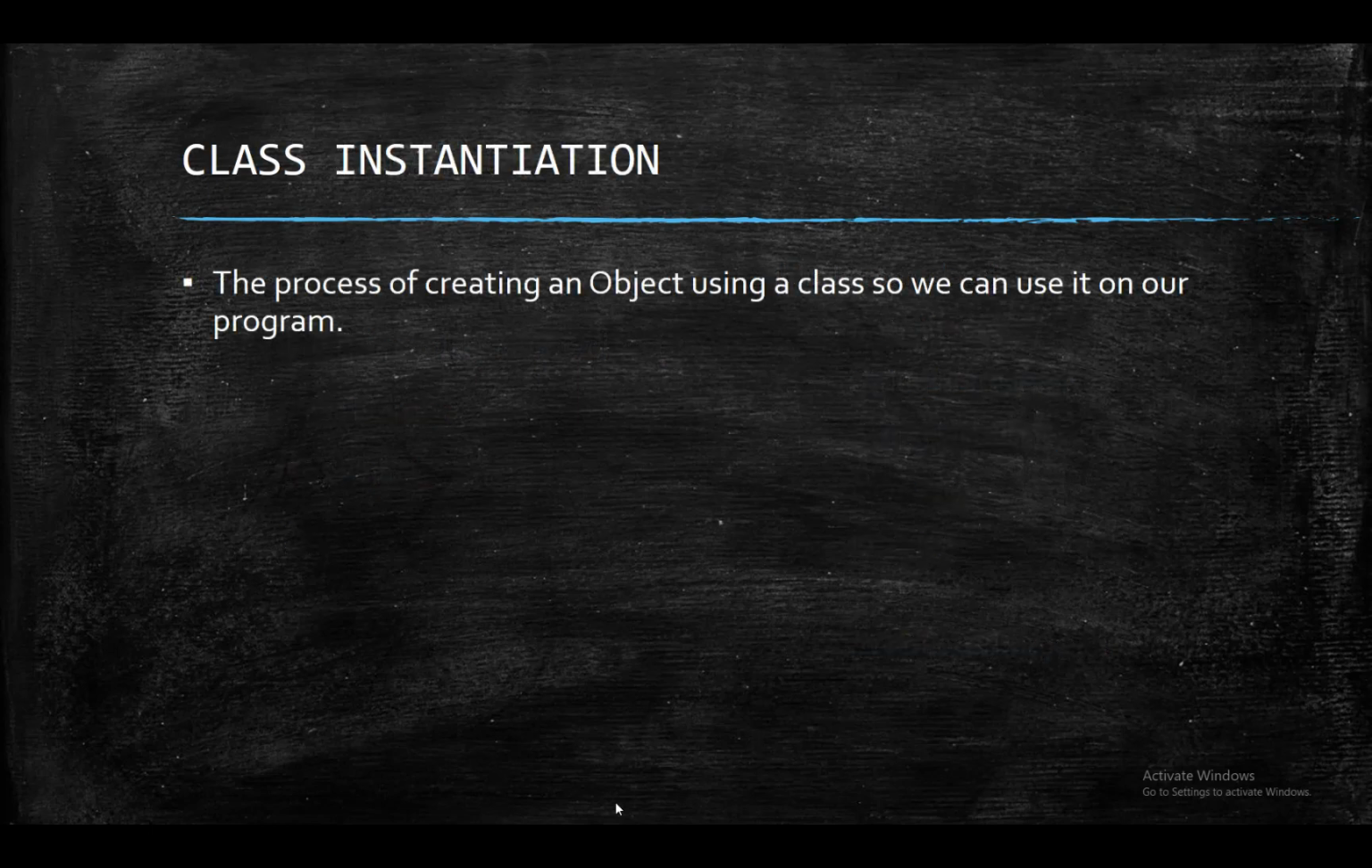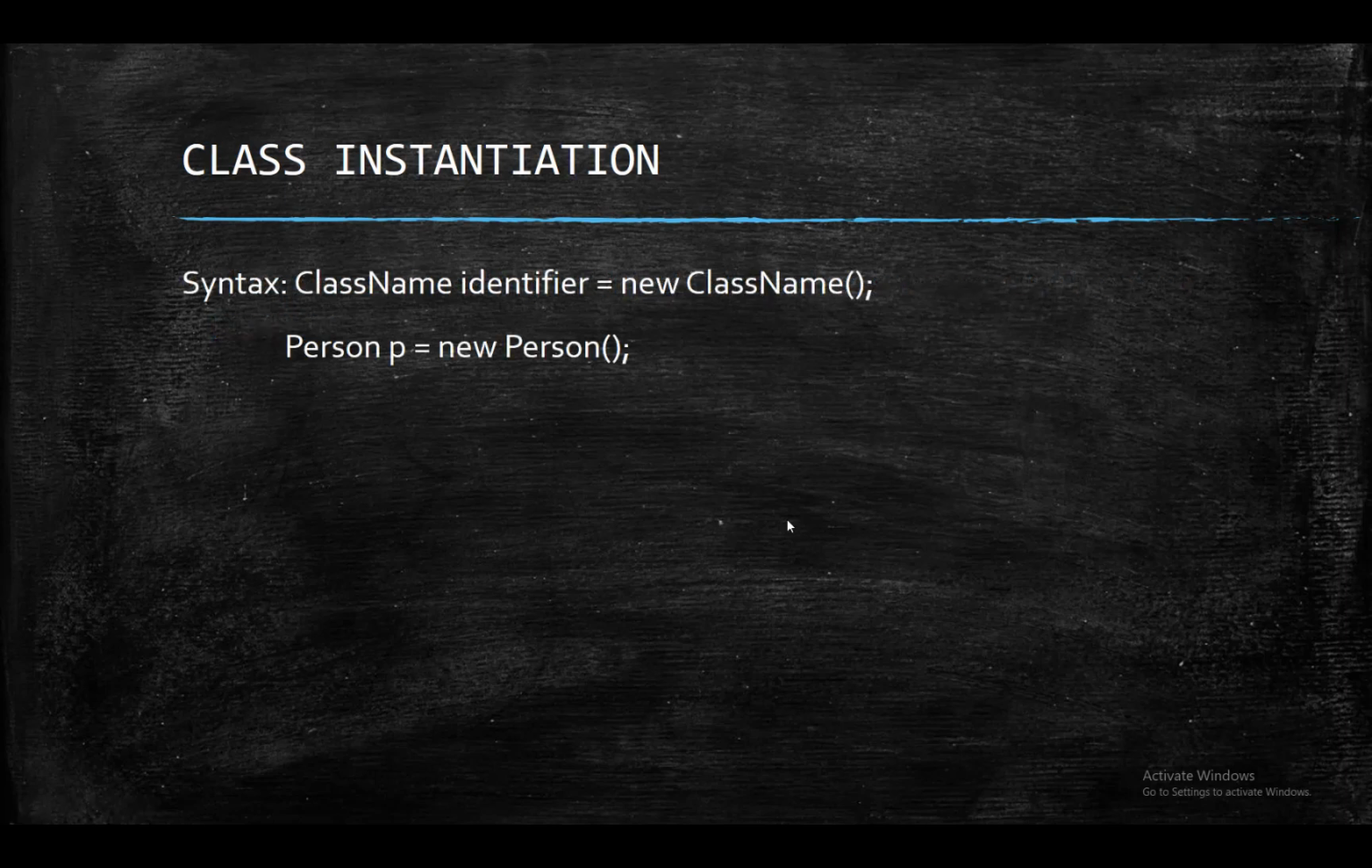So we have the class instantiation, the process of creating an object using a class so that we can use it in our program. So we have to instantiate the class. Here, makita po ni siya how to instantiate. We have here the syntax: class name, and then the identifier is equal to new class name, and open and close parenthesis, semicolon. This is the syntax, so please don't forget that one.